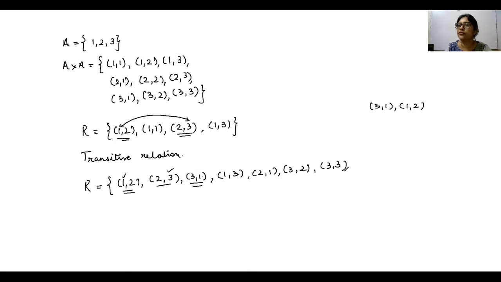You have to check for every element. 3, 2, 2, 1. So we should have 3, 1. That's there. 3, 2 and 2, 3. See here. 3, 2 and 2, 3. So which element should be there? 3, 3. We have written that. Okay. Did we miss anything? Yeah. 2, 3 and 3, 2 is there.